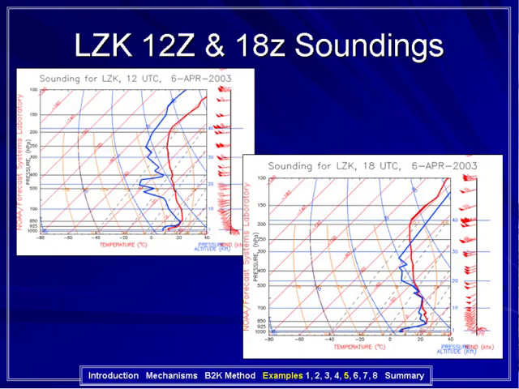Here's a little background on the environment. The 12Z and 18Z soundings for Little Rock showed that you had some elevated instability. You definitely weren't going to get surface-based convection out of these, but you can see here at about 1,000 meters you had some elevated instability ranging from about 1,000 to 2,500 joules per kilogram.